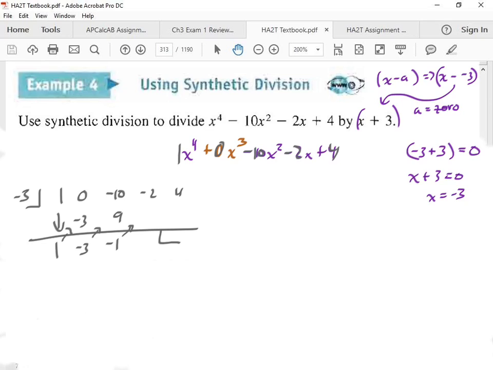You don't have to put these arrows. I'm just doing it for the sake of learning. What is -1 times -3? 3. +3. I add those. I get +1. And then we have +1 times -3. -3. All right. So we get a -3 right here. And then what do I get? A 1. Okay, so we have a remainder.